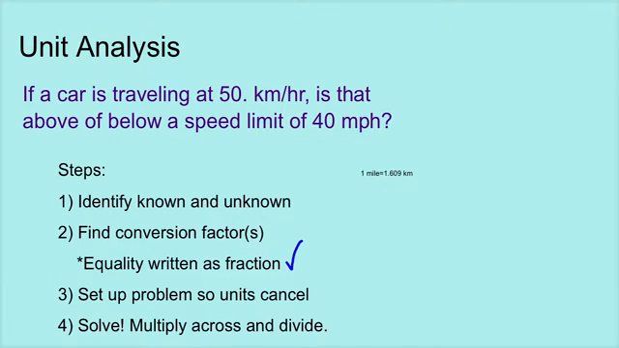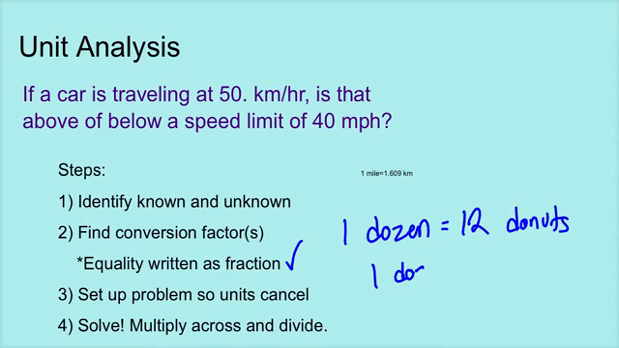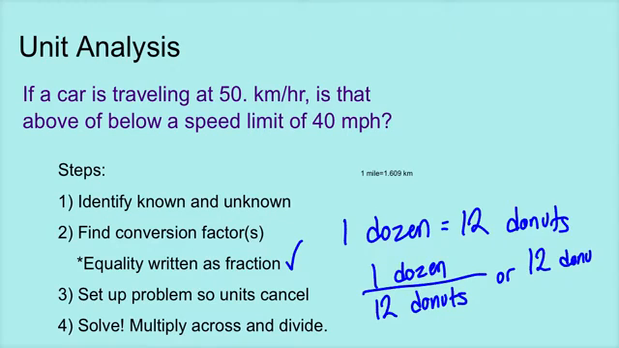as a fraction. So, for example, if my conversion factor was 1 dozen donuts, 1 dozen equals 12 donuts. As a conversion factor, I would either have 1 dozen over 12 donuts or 12 donuts over 1 dozen. Those are the two conversions I could make using this equality.